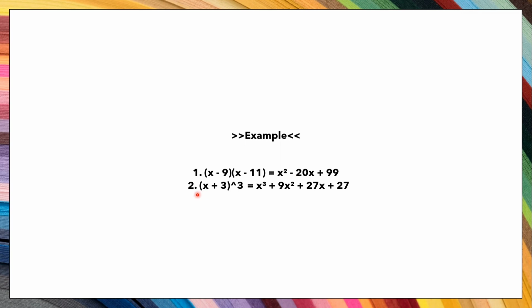And for the last, x plus 3, then cubed. So x plus 3 cubed is equal to x cubed plus 9x squared plus 27x plus 27, because like that we also have to distribute it or use the solution from the other slides.